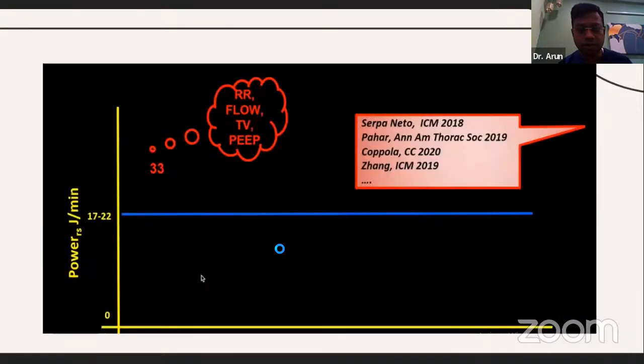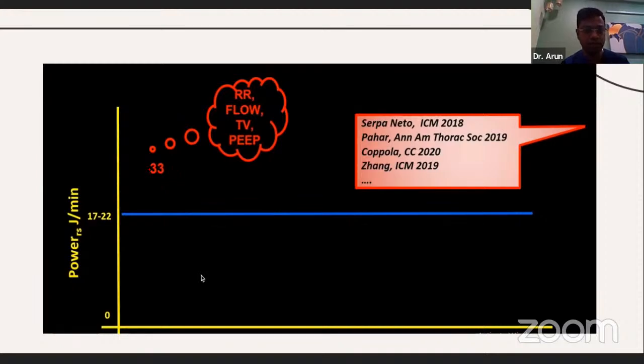So what does the evidence say? In 2016, Gattinoni et al. gave this concept of mechanical power. After that, in 2018, 2019 and 2020, these studies came. These are all retrospective studies. They observed that if a patient's mechanical power is below this range, that is 17 to 22, it is associated with better survival. If it is more than this, it is associated with a higher mortality rate. So in our patient, mechanical power is 33.